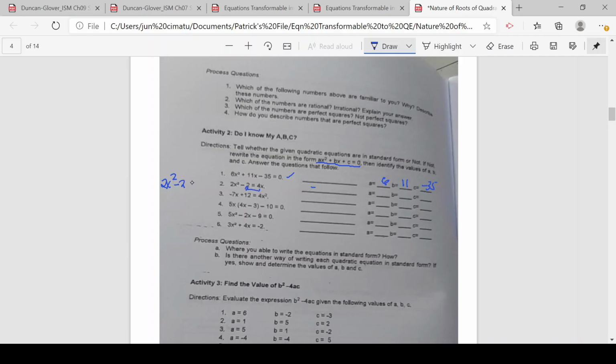Lipat. Magiging may minus 4x equals to 0. Now, iayos mo sa standard form. Ano yung standard form niya? Right. 2x square. Unahin natin si 4x. Minus 4x. Minus 4x minus 2 equals to 0. So, ano ang a? A is 2. B is negative 4. C is negative 2. So, nasa standard form? Hindi. So, ililipat ito dito sa kabila.